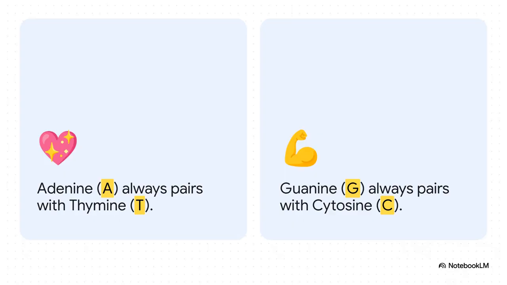And now for the rungs of the ladder. This is maybe the most important rule of all, and it is beautifully simple. Adenine, or A, always pairs up with thymine, T, always. And guanine, G, always pairs up with cytosine, C. A with T, G with C. That's it. That's the fundamental rule that holds the entire code together.